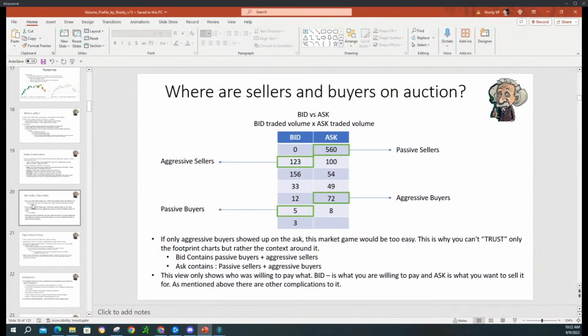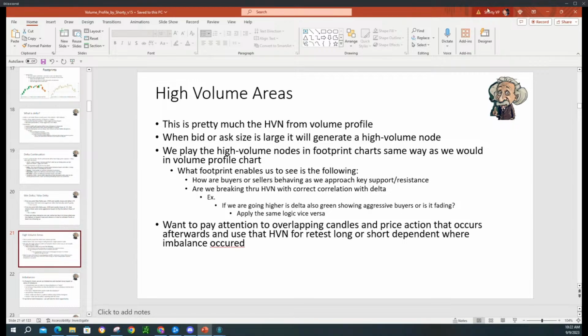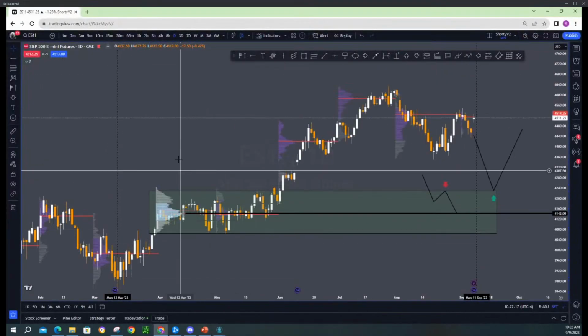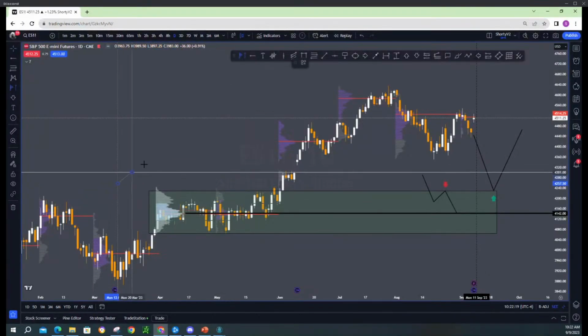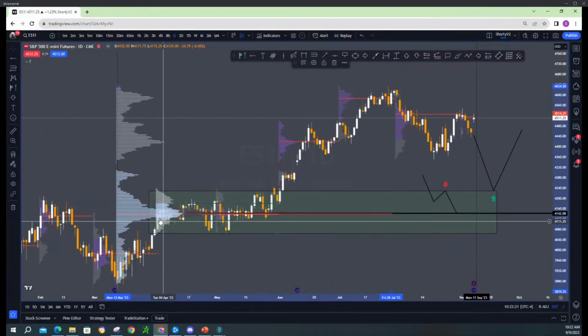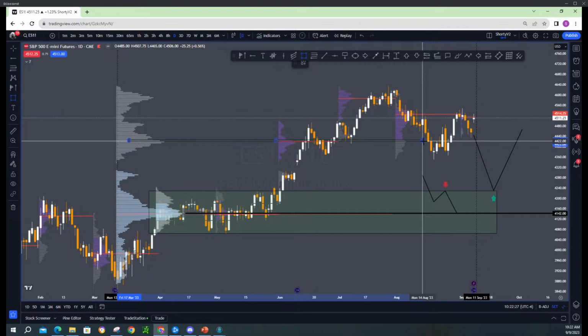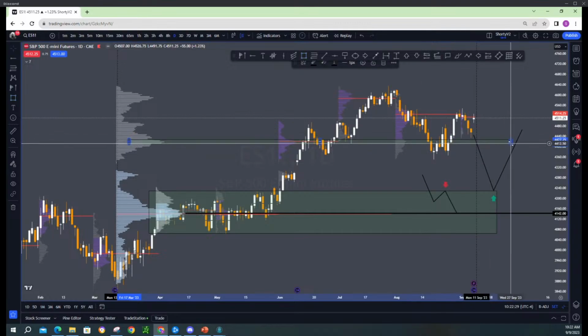Let me go to slide 21. So high volume nodes, this will be your high volume node, right? So if I grab it, it's here. It's different for different time frames, right? So if I grab top to bottom, you see there's a high volume node here, right? You guys see it. So this would be a high volume node. This is where a lot of volume happened, right?